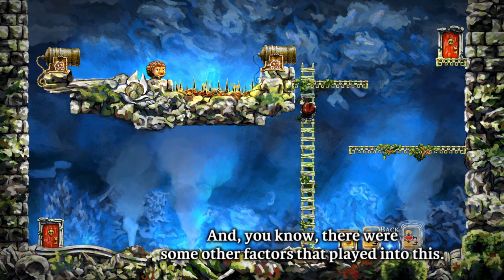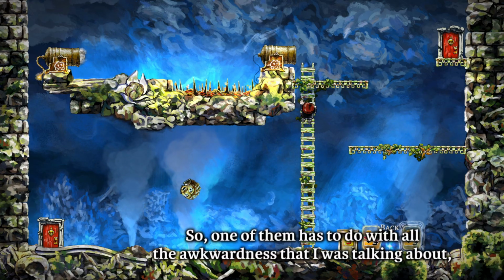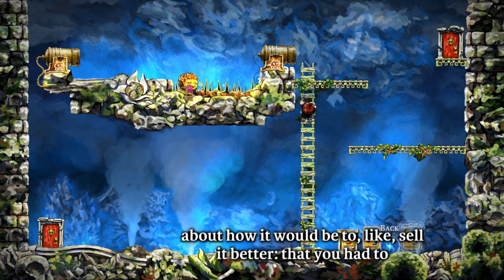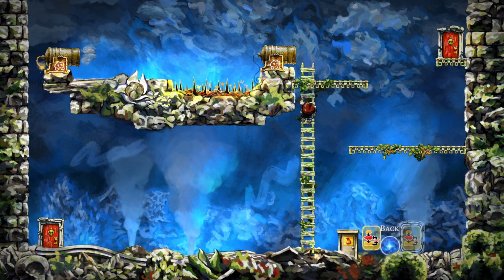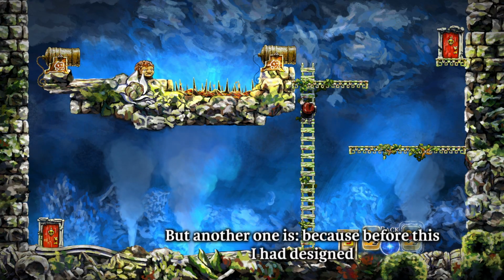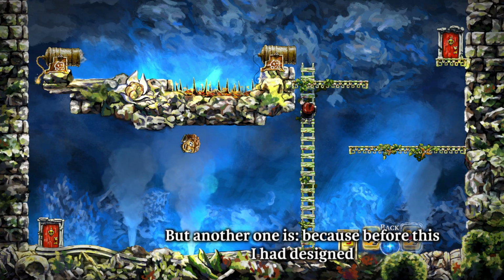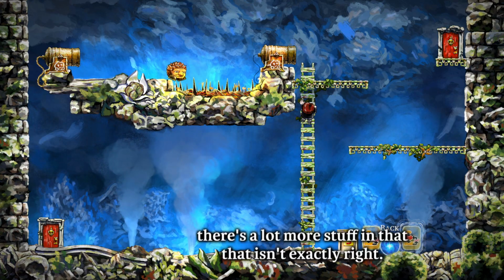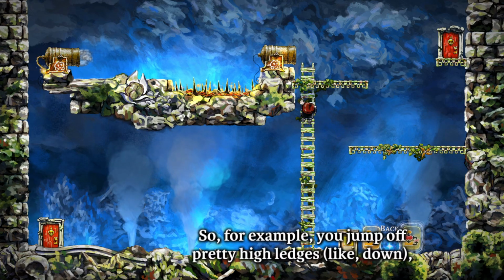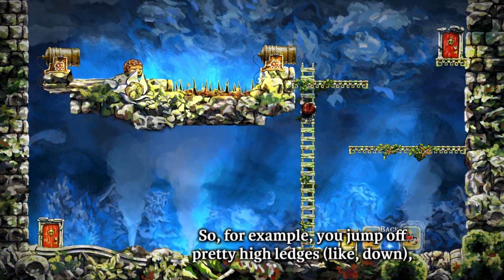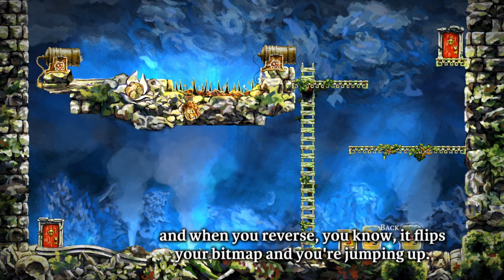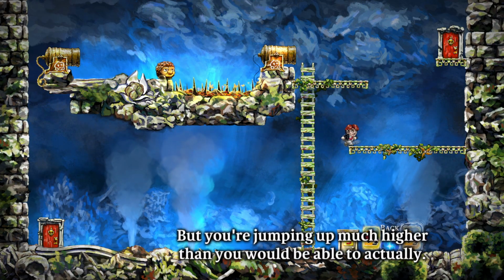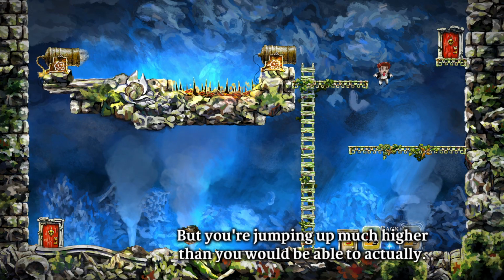And there were some other factors that played into this. One of them has to do with all the awkwardness I was talking about, how you had to jump on the monster to sell it better. But another one is that before this I had designed the final level of the game, which also has time going backwards, and there's a lot more stuff in that that isn't exactly right. For example, you jump off pretty high ledges down, and when you reverse, it flips your bitmap and you're jumping up, but much higher than you would actually be able to, right?